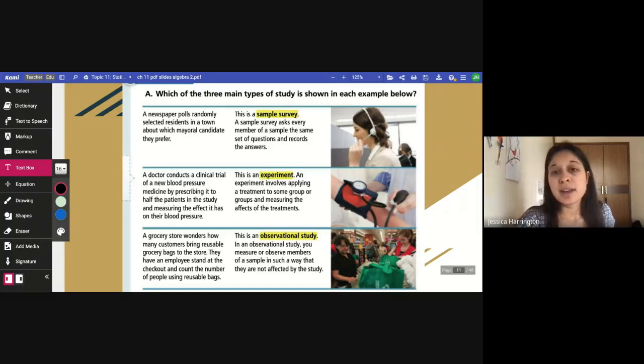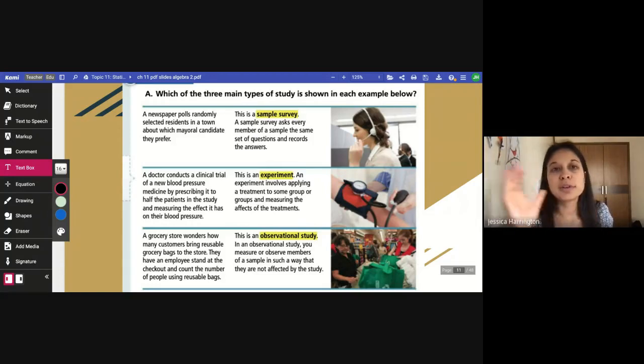You could also design an experiment, right? So I want to go back to that first one. A sample survey can be really useful for categorical variables, right? So asking which mayoral candidate do you prefer, which sport do you prefer, things like that. An experiment might be more helpful for quantitative variables, right? So an experiment is exactly what you think about it, like a science experiment. You're going to apply a treatment to one group and not to another. So the example they give here is about clinical trials and blood pressure.